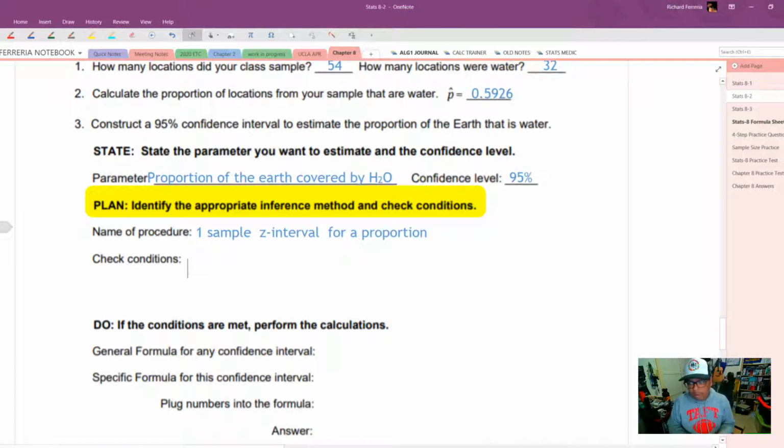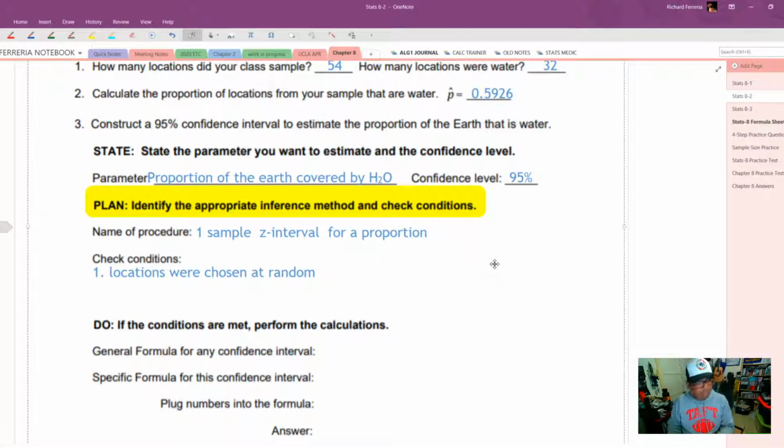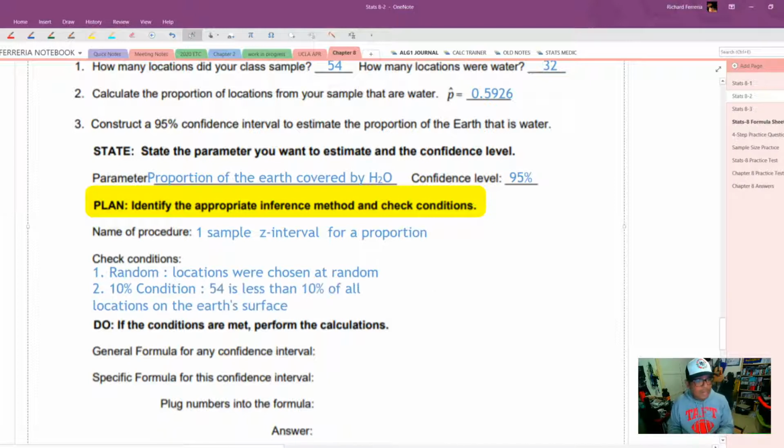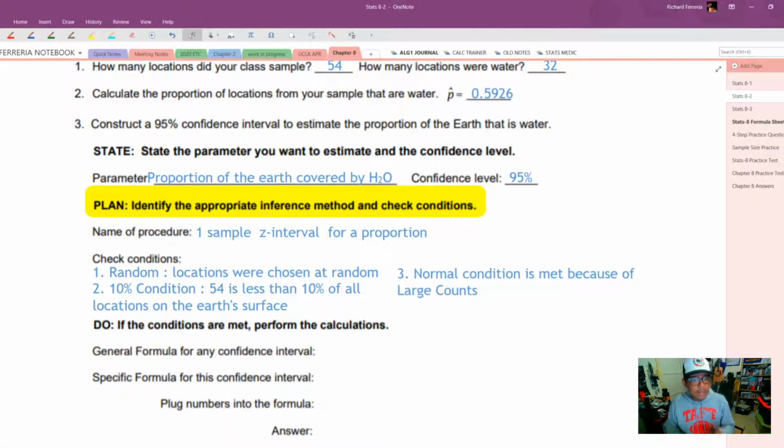The next part here is to check the conditions, and remember there are three conditions that we need to check. The first one is random. So we need to say that the locations were chosen at random. The next one is a 10% condition. This one should be kind of obvious, but 54 is less than 10% of all locations on the Earth's surface. The next one is normal condition, and the normal condition is met because of large counts.